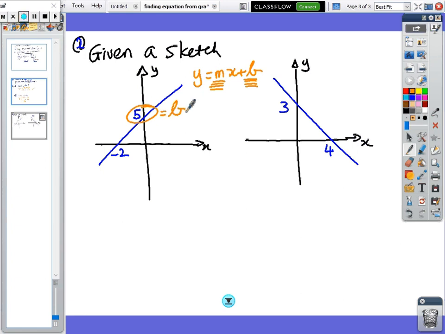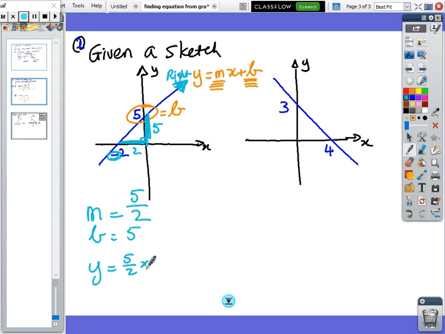And how do you find the gradient? You just make a little triangle. So make a triangle, put a little box in the corner. It's rising 5 and it's running 2. The line is heading to the right, so we say that the gradient is positive 5 over 2. So don't worry about this negative sign. We just say that it's running 2 and it's rising 5 and it's positive because it's heading up to the right. So b is 5, m is 5 on 2, and so the equation is 5 on 2x plus 5.